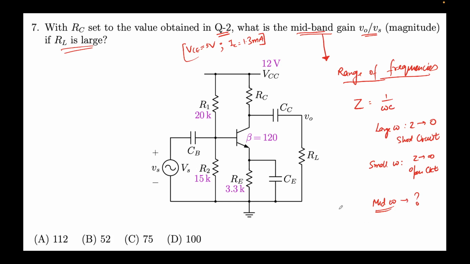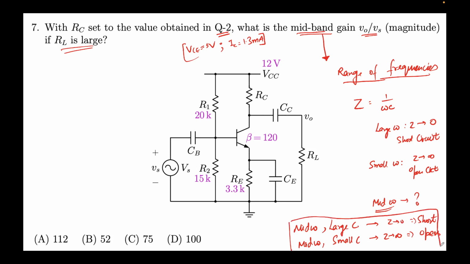So for mid omega, we look at the capacitance. For midband omega and large capacitance, this value will again be large, so Z will tend to 0. This means a short circuit; there's no impedance that it's seeing. Similarly, for midband omega but small capacitance, Z will tend to infinity, because this term will blow up, which we can denote as the open circuit, right? So this is the takeaway from the bottom two rows, because we are only interested in mid omega.